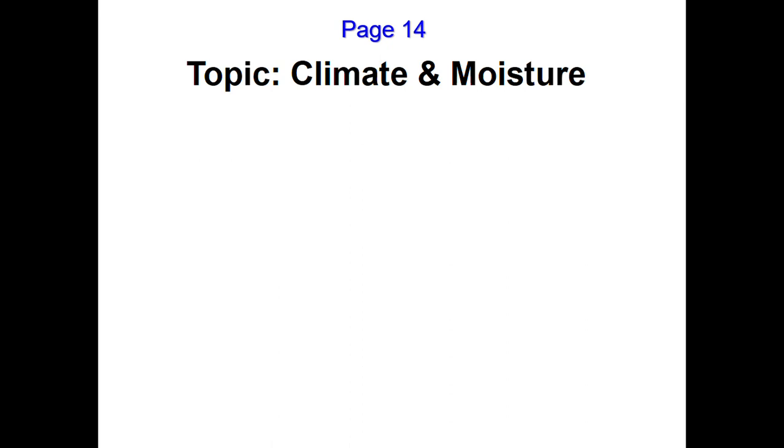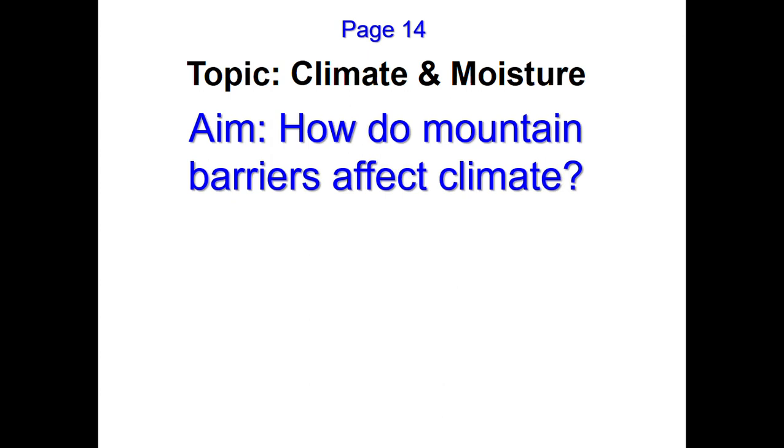So now, the next thing we're going to talk about is another factor that affects climate. We've already gone through several of them. Now we're going to talk about mountain barriers. In other words, if you have a mountain range or a large mountain in your environment where you're living, how does that impact the climate?